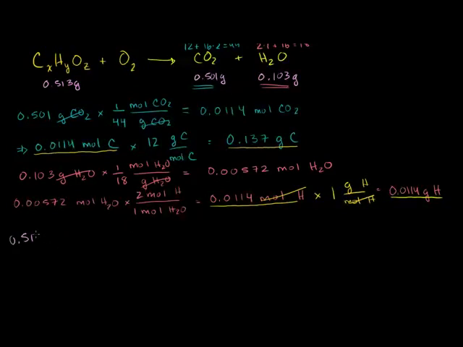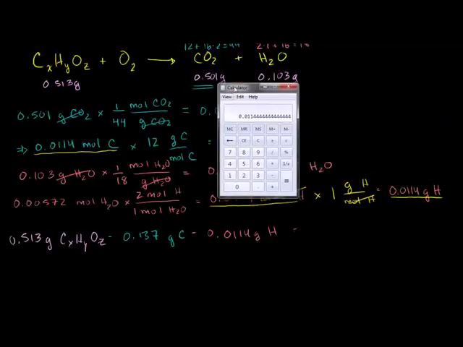Actually, let me, just so you get the whole idea. We started off with 0.513 grams of acid, whatever it is, minus, let me write it this way even better, CxHyOz, minus our 0.137 grams of carbon, minus our 0.0114 grams of hydrogen, will give us our grams of oxygen that we're dealing with. So let's figure that out, right? Because everything in this mystery acid right here has to be either carbon, hydrogen, or oxygen. We know how much is carbon and hydrogen. The leftover has to be oxygen.